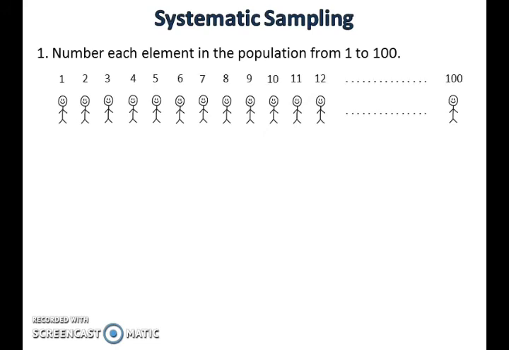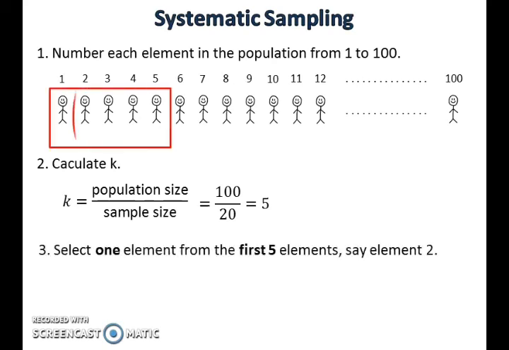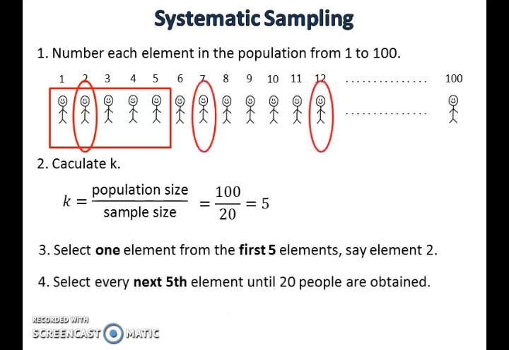To take a sample by using systematic sampling, first number each element in the population from 1 to 100. Next, calculate the value of K by taking the number of elements in the population and dividing it by the number of elements in the sample. Here we get K equals 5. And then select one element from the first 5 elements. Lastly, select every next 5th element until 20 people are obtained.